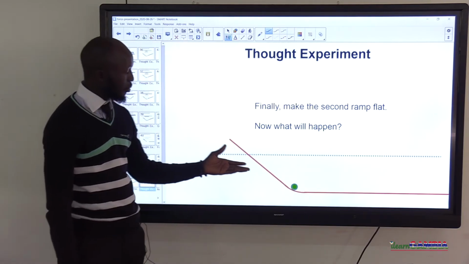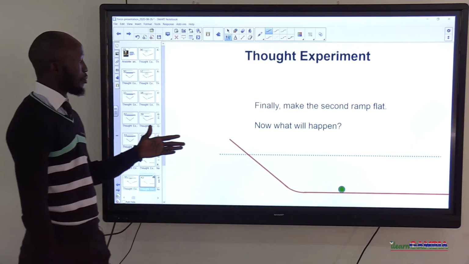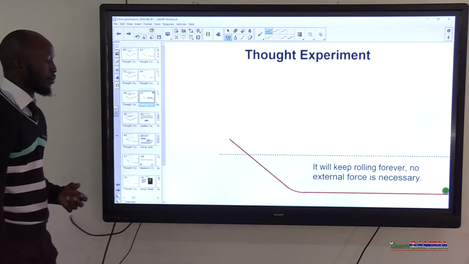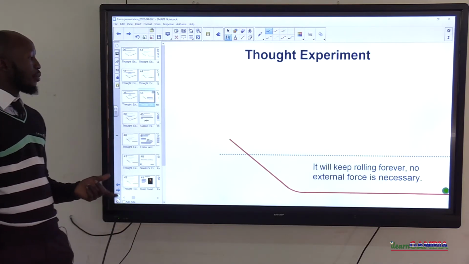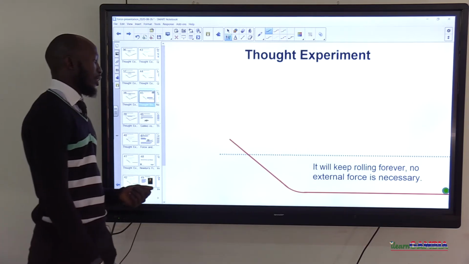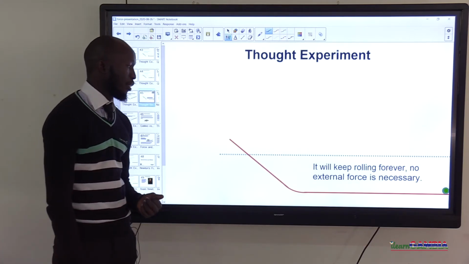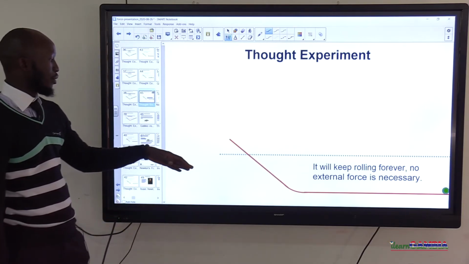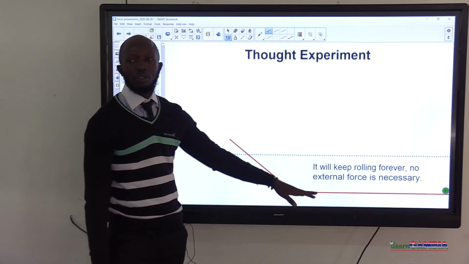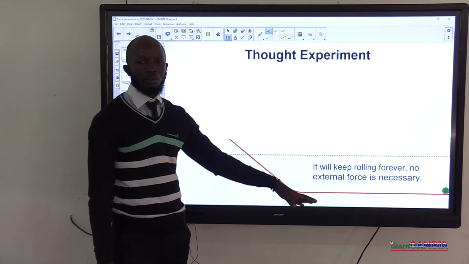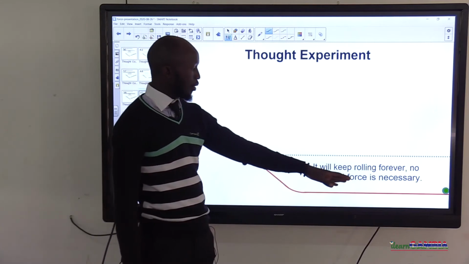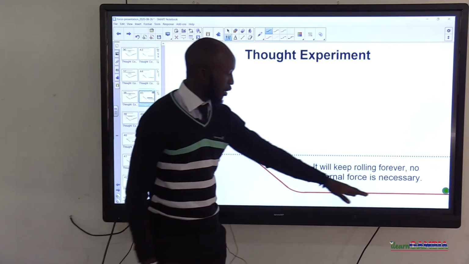The object is moving, and it's moving, and it's going. The object will keep rolling forever if no external force is necessary. Sorry, the object will keep moving forever. And in this case, no external force will be necessary to keep the object moving. Right? The object will keep moving, because now there is no need for any other external force.